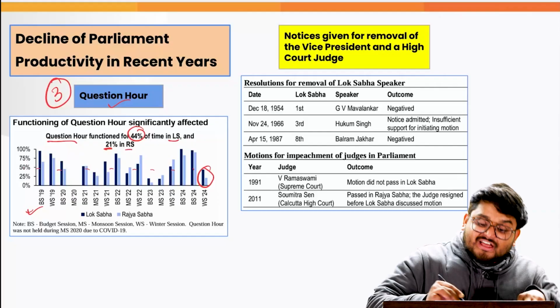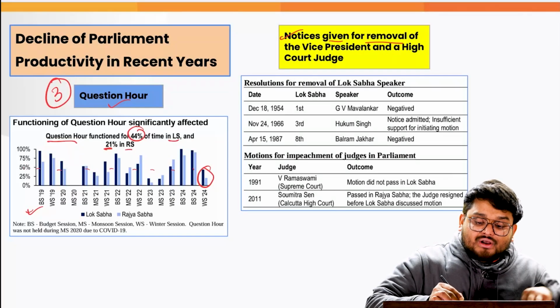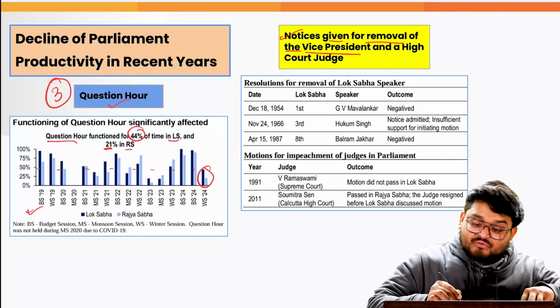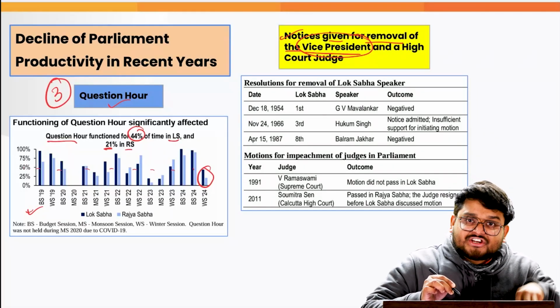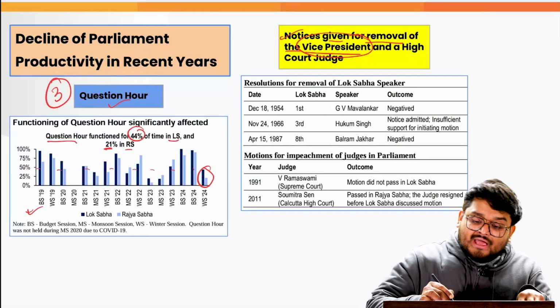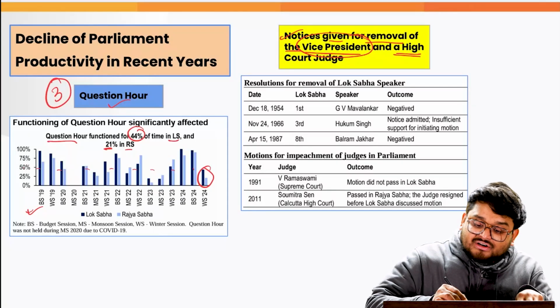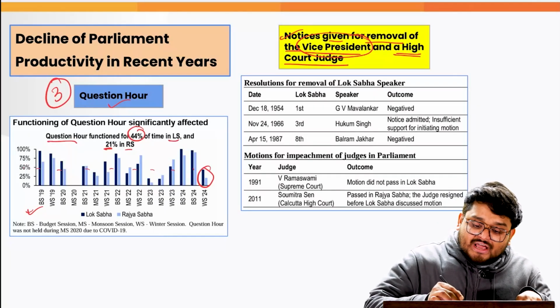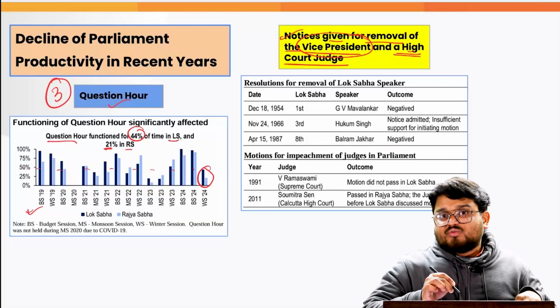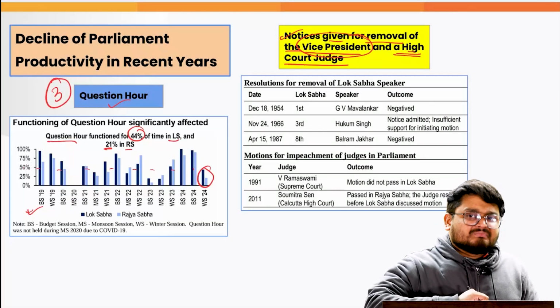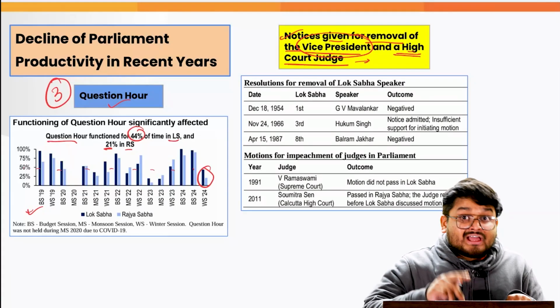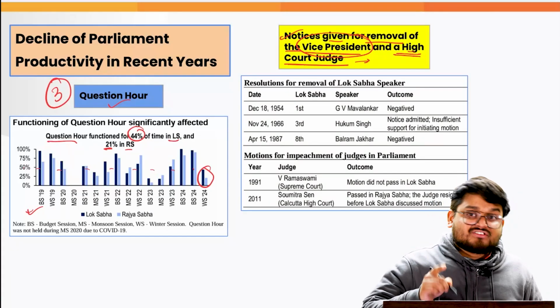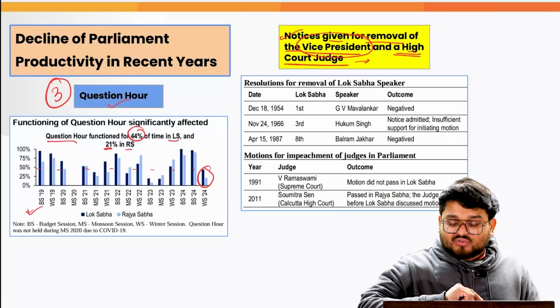Next, notices have been given for the removal of the vice president recently, which suggests a decline in the trust of this constitutional post, which is also concerning. And also, apart from this, a recent notice for a High Court judge has also been witnessed as of now. Now in the comment section, can you let me know which High Court we are talking about with reference to this judge and what were the various charges, because we discussed some of this in the previous analyst sessions also.